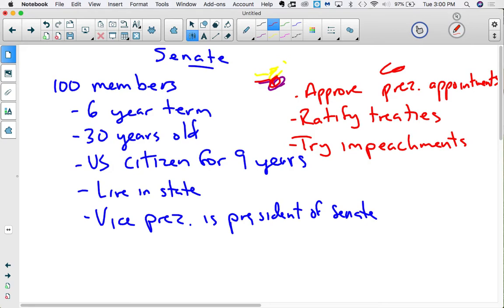They also try impeachment. So we said the House impeaches the president. If the House impeaches the president, then it goes to the Senate in order to try it. If the Senate finds the president guilty of impeachment, they will be removed from power. In American history, we have had 2 presidents that have been impeached.